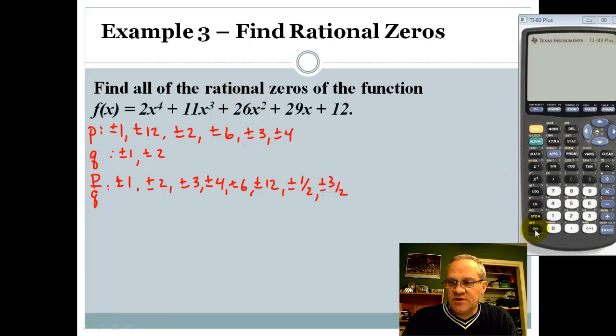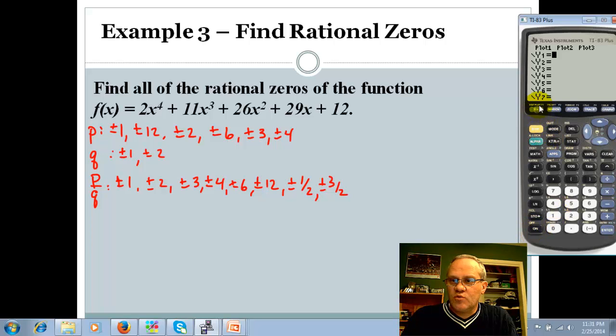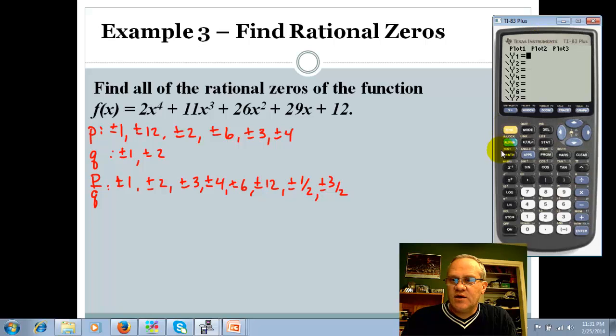And I'm going to go to my calculator, turn it on, go to the y equals button here. Can you see that? Go to the y equals button, and let's just type in our function here. So 2x raised to the 4th power plus 11x to the 3rd plus 26x squared plus 29x plus 12. All right, so there I've typed it in. Let's just graph it and take a look at it.